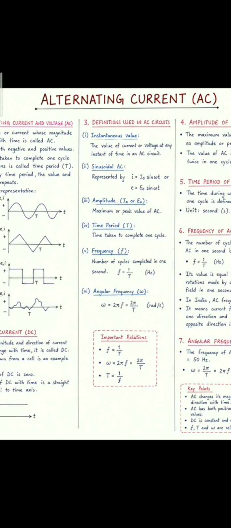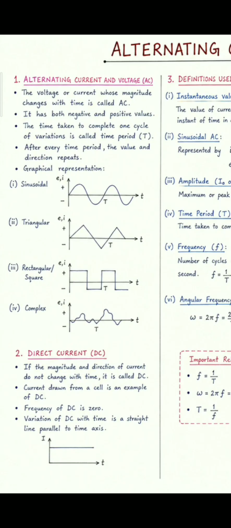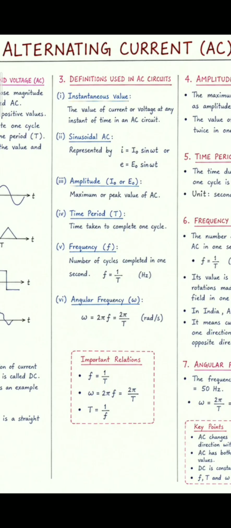And sinusoidal AC. Sinusoidal AC is represented graphically like this, and represented by I equals I naught sin omega t, or E equals E naught sin omega t.